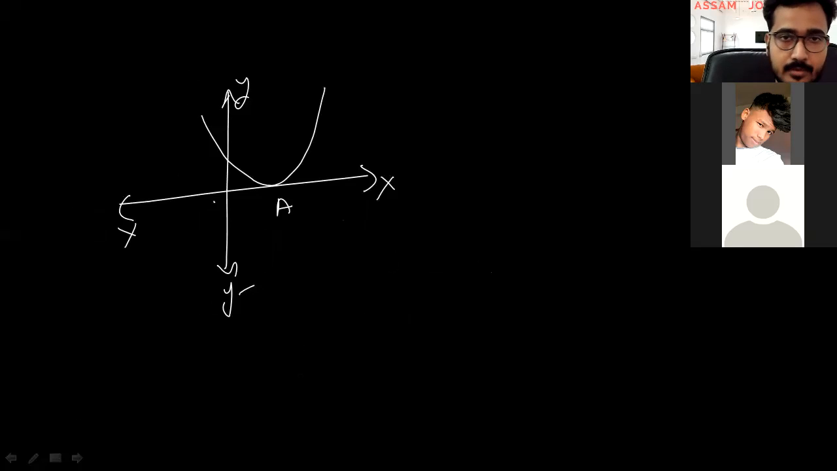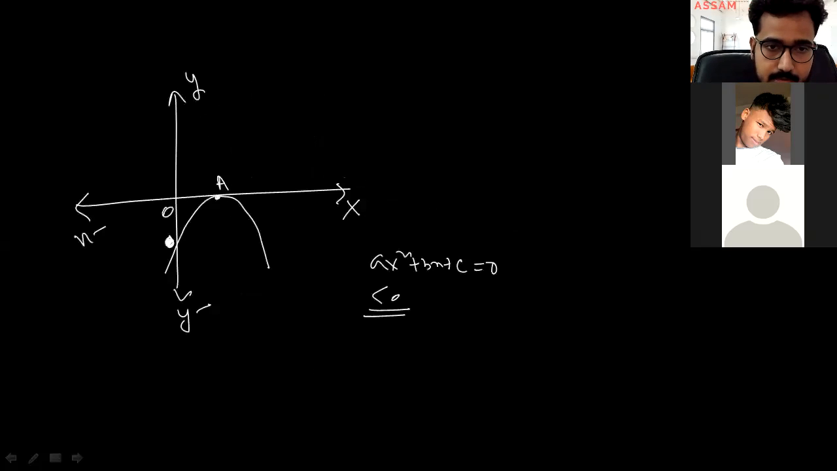But here the value of a will be greater than 0 or less than 0. Dipjyoti? Greater. Yes. Why? Because it is an upward parabola. So here the value of a will be greater than 0, but in the previous one the value of a is less than 0. Why? Because it is a downward parabola. Okay.